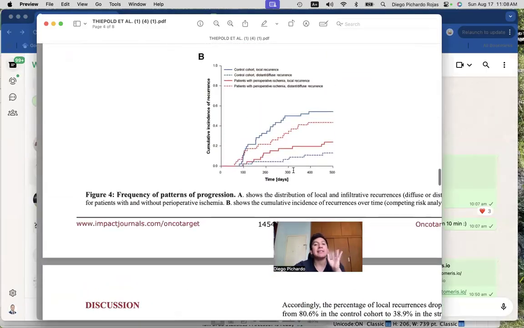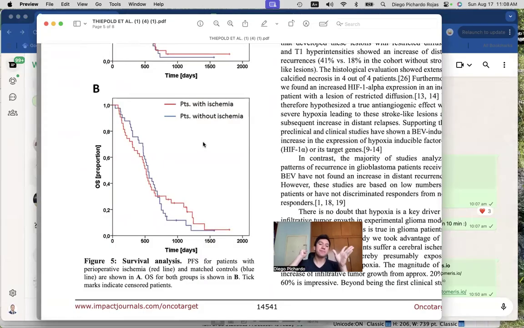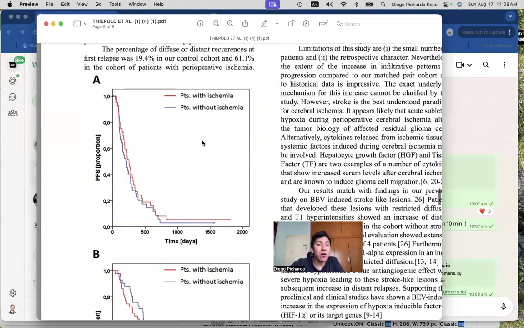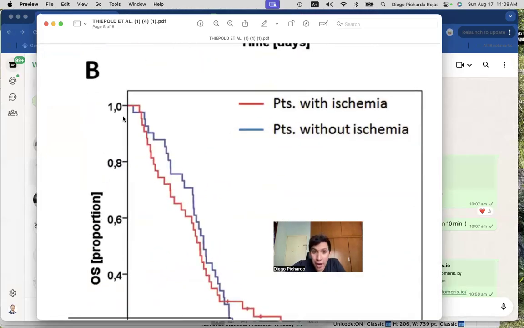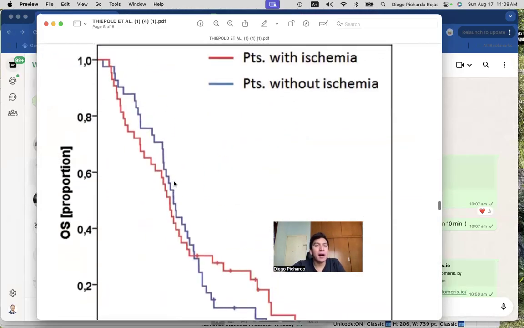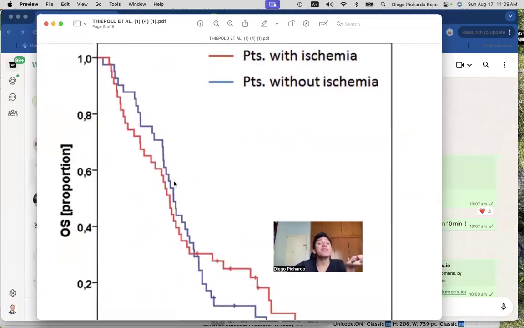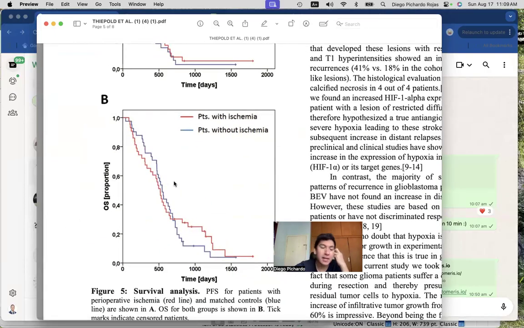What we want to analyze is, hey, if we have a stroke around tumor resection, does that affect overall survival? I don't know. Nobody knows, but we will know. So we have these Kaplan-Meier plots that begin at 100, and this is an overall survival Kaplan-Meier plot.